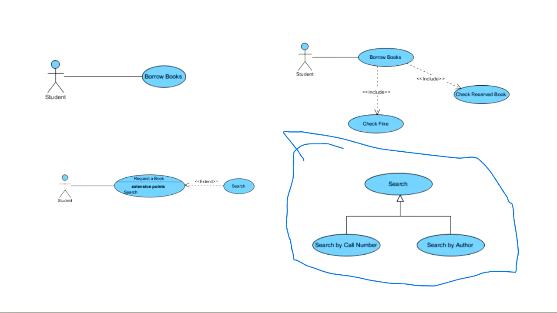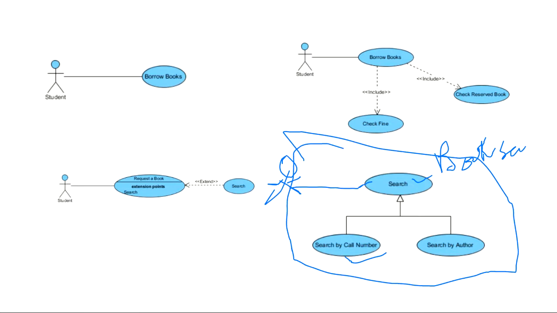For example, they say that you have to draw a telephone directory. You have to draw a book search engine, and for the book search engine, a user is trying to search a book.